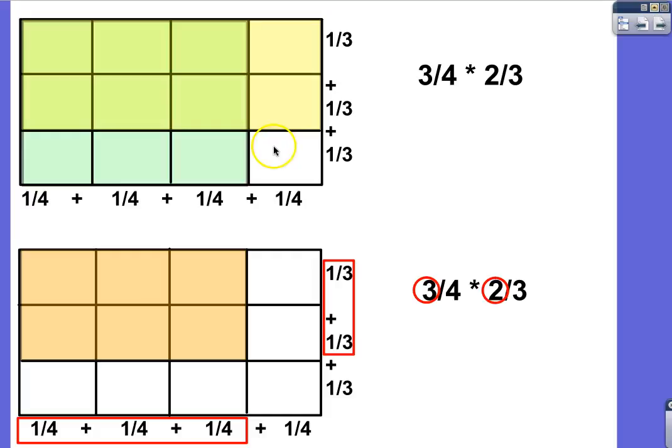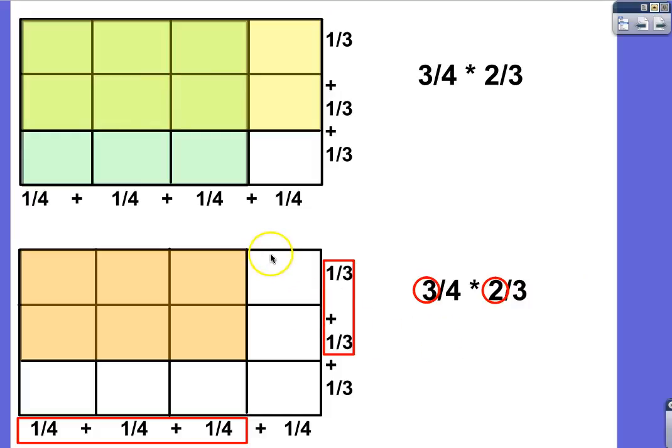Notice this section here is not shaded in at all because it's not part of the 2/3 and it's not part of the 3/4. But this area, the different color, is your answer, the overlap section for 3/4 times 2/3. Now, let's look at the second way to model this.